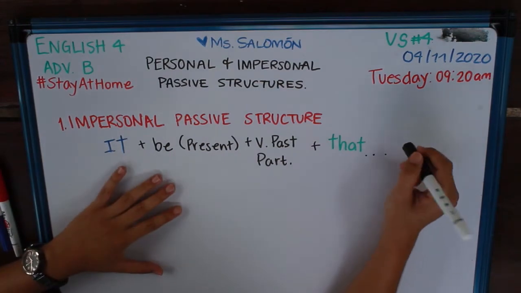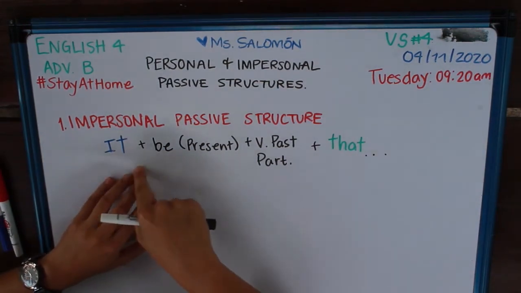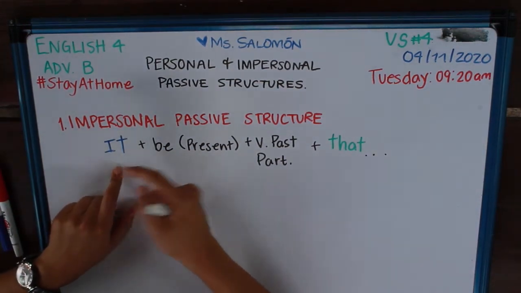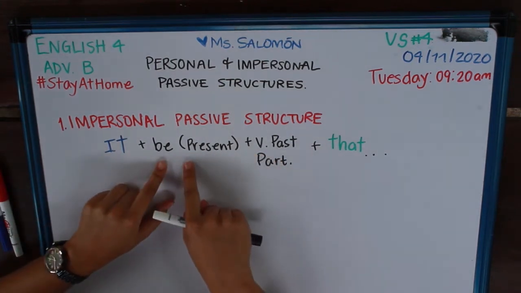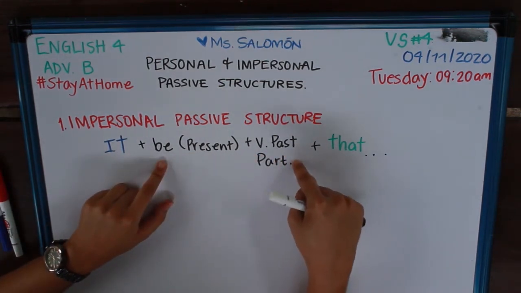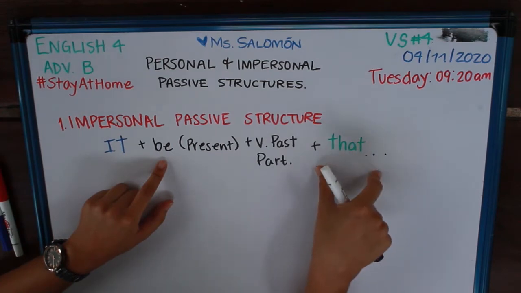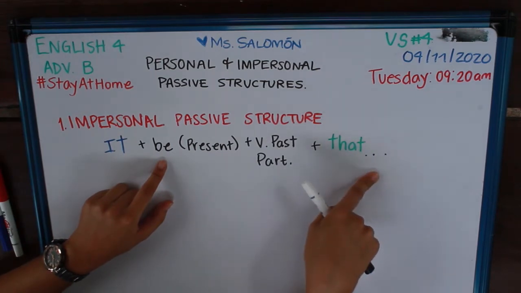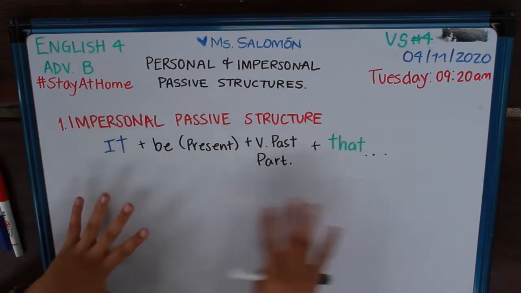The impersonal passive structure is characterized by the fact that it starts with an impersonal subject, which is it, followed by the verb to be in present and the main verb of the sentence in past participle, followed by what we call a that clause. I'm going to give you an example so this makes sense.